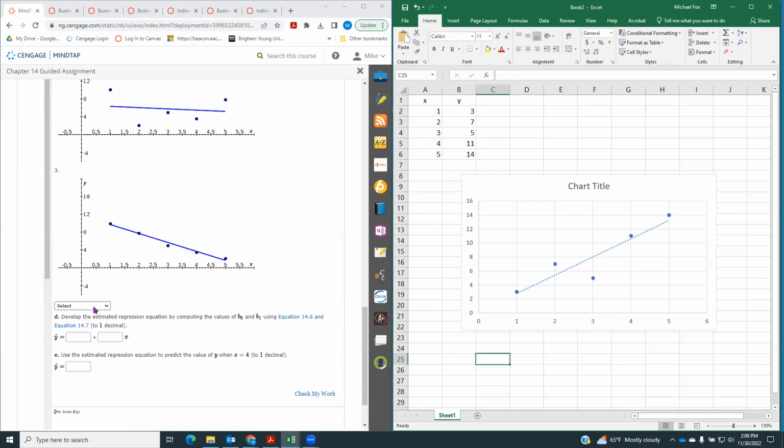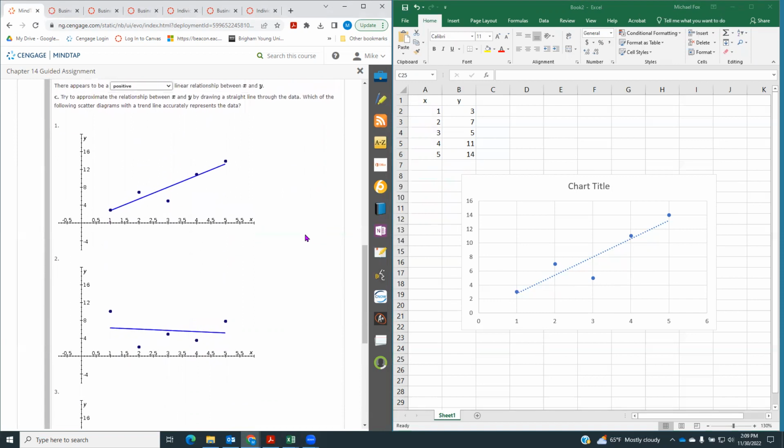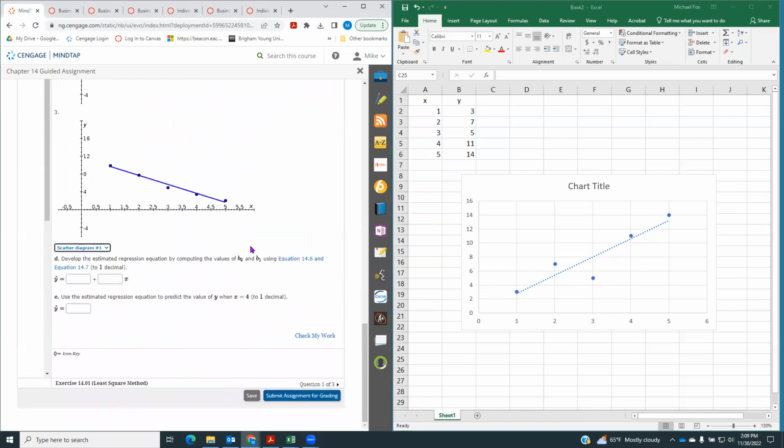So I'm going to say number 1 is the line that most closely approximates this scatter plot here. All right. Part D, develop the estimated regression equation by computing values b sub 0 and b sub 1 using equation 14.6 and equation 14.7.